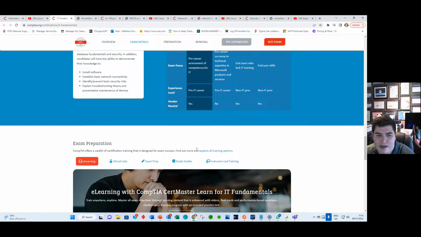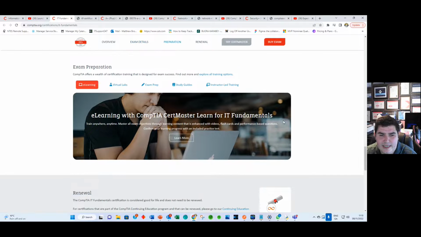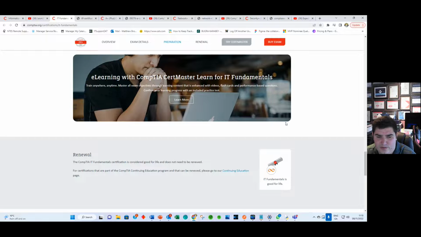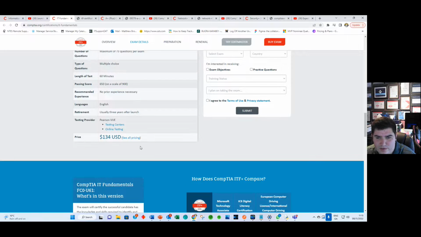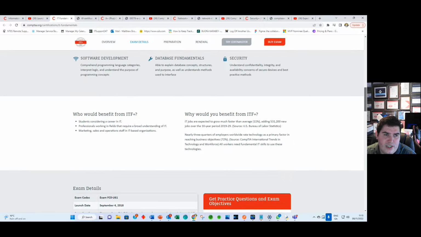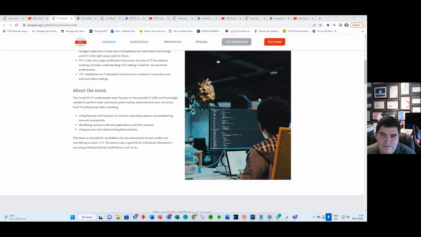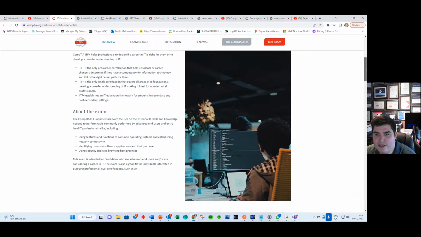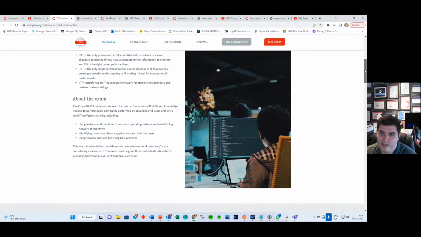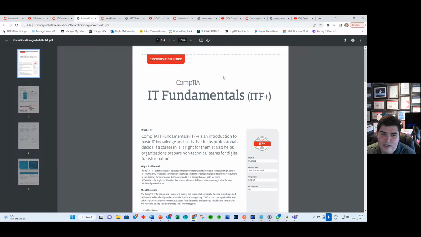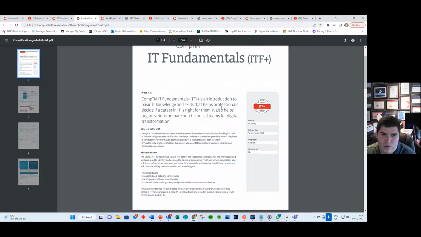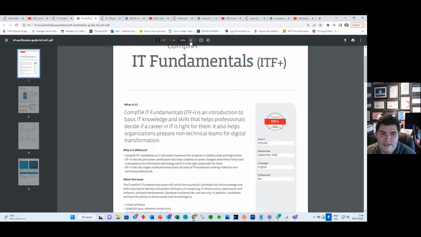So the good thing about the IT fundamentals is that once you earn it, it's a good for life certification. The cost of the fundamentals is $134, which is about the same in euro. So why do the IT fundamentals? Very simple. You are starting in IT, you don't know what career path you want to take in it. It's a great way of dipping your toes in the water. So, with that, we're going to just look at why IT fundamentals is different.